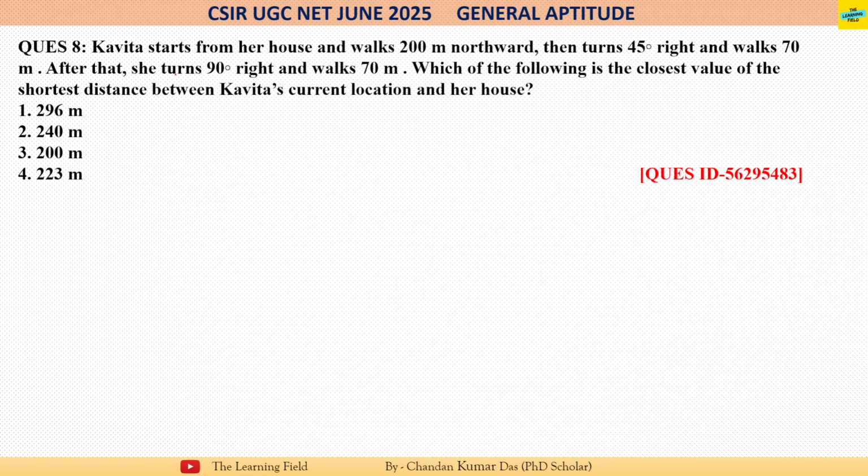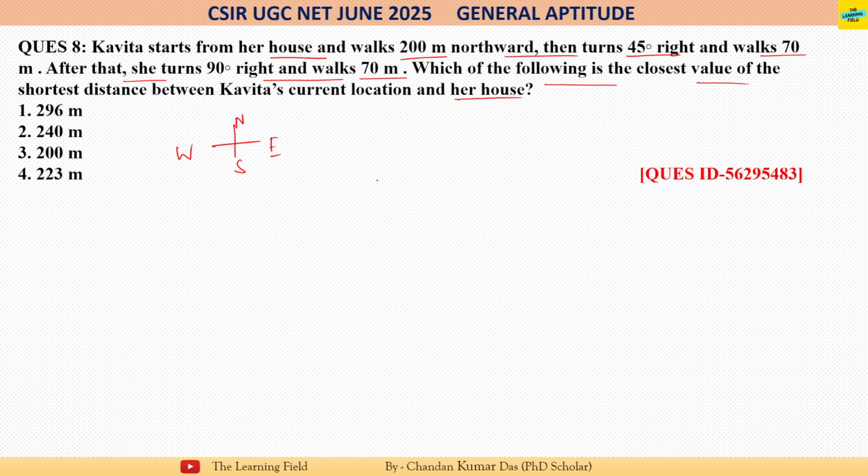Next question. Kavita starts from her house and walks 200 meters north. Fine. So suppose this is north, south, east, west. Turns 45 degrees right and walks 70 meters. After that, she turns 90 degrees right and walks 70 meters. Which of the following is the closest value of the shortest distance between Kavita's current location and her house?